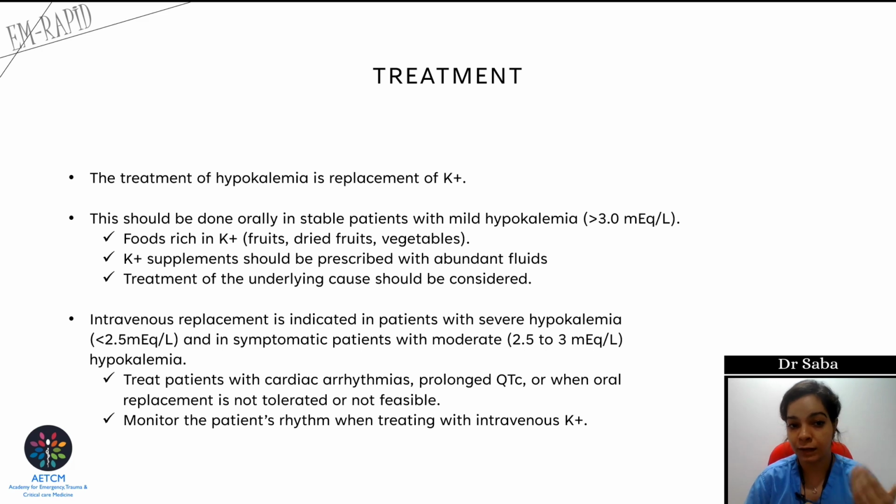But when we are giving IV correction, then we monitor the patient's rhythm along with it, as it is essential because it will again disturb the cardiac rhythm.